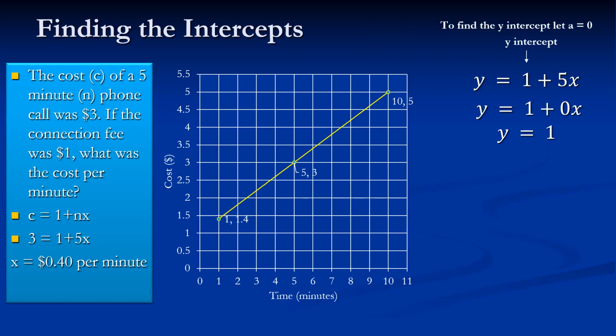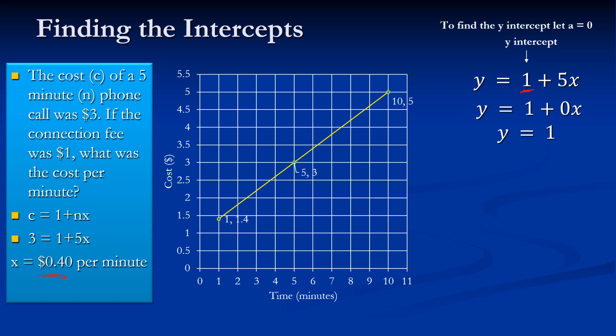So back to our phone call question. Remember the question is that the cost of a 5-minute phone call was $3. Now if the connection fee was $1, what was the cost per minute? And we said the linear equation is the cost equals 1 plus the rate per minute times the number of minutes. And we said x is the rate per minute. You'll also notice that that is the gradient, isn't it? So we're going up 1, and then we're going across 0.4. So if we have a look here, we're going to use that to find our intercepts, and that's the point of this part of the lesson.